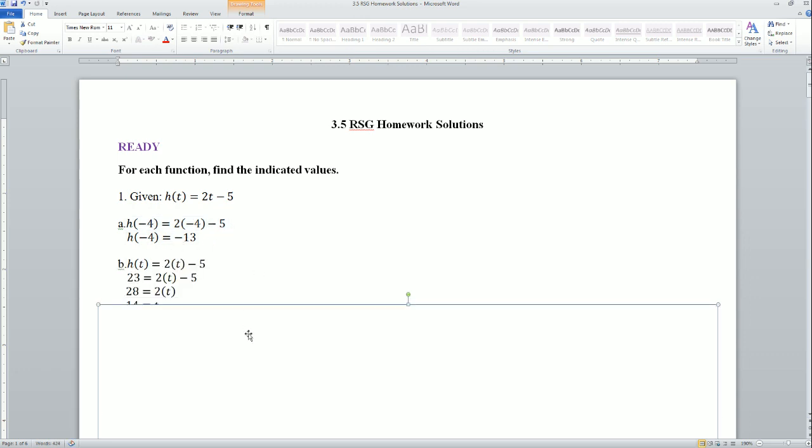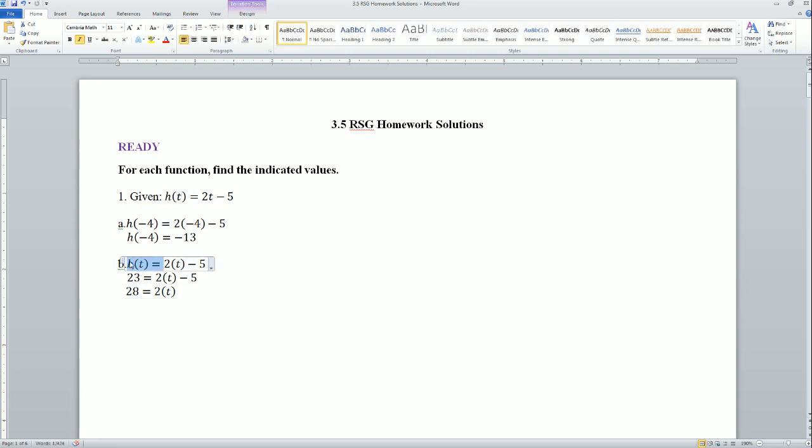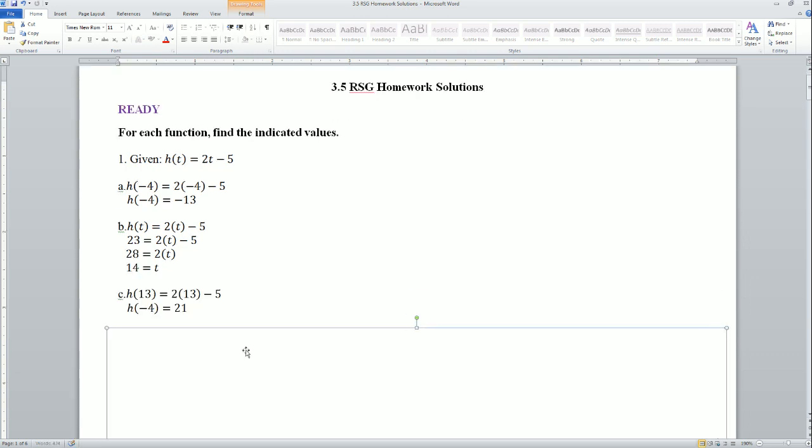B, okay? This time they say h of t equals 23. H of t is equal to 23, so I made that substitution. H of t becomes 23, and I solve for t in this case. I add the 5 to both sides, then divide by 2. T gets me 14.